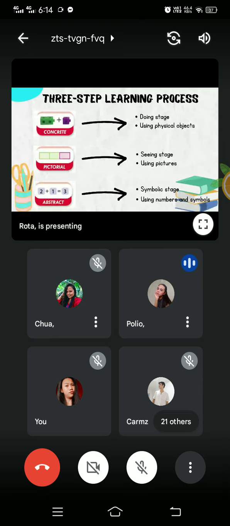Three-step learning process. So first is the concrete. Concrete is the doing stage. During this stage, students use concrete objects to model problems. When students are acting on the mathematics with the manipulatives, they are also more likely to form the language to communicate concepts and ideas.